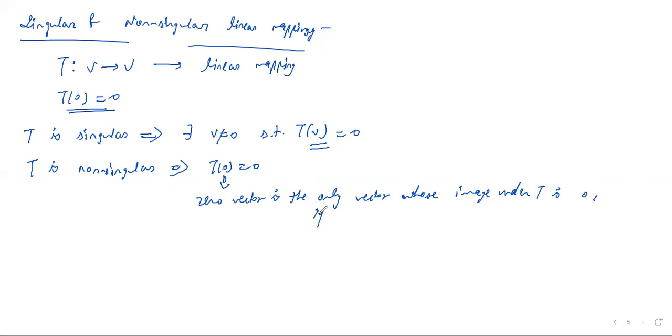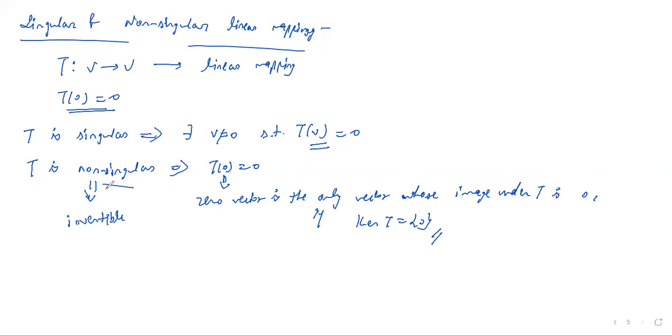That means if ker T equals 0, then T is invertible when non-singular. Okay, so my mapping is invertible in this case. Now there is an important result from this invertible, singular and non-singular case.